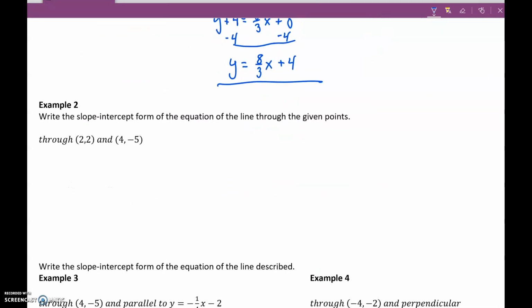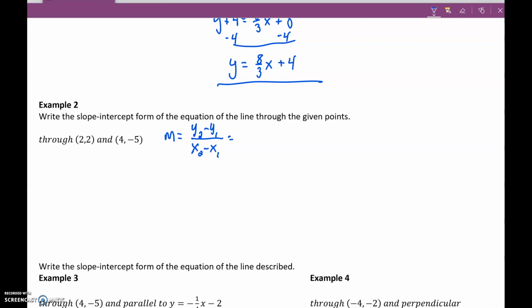Okay, example 2. Same thing, we're going to write an equation in slope-intercept form. To start with slope-intercept form, we need to know the y-intercept. That's what b is. That is not the y-intercept, and that is not the y-intercept. So the first thing we're going to do if you're given 2 points is you need to find out what the slope between those 2 points is. So remember slope formula, y sub 2 minus y sub 1 over x sub 2 minus x sub 1. Change in y over change in x.